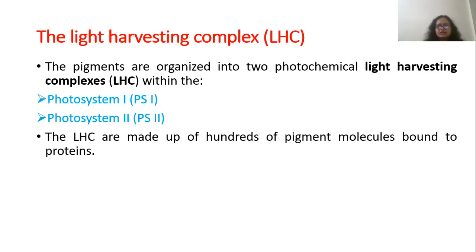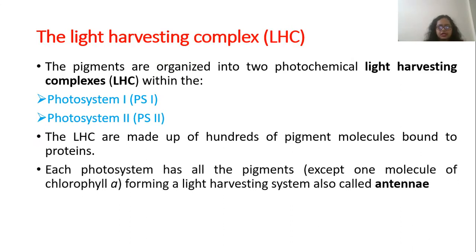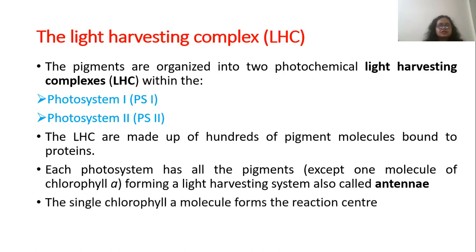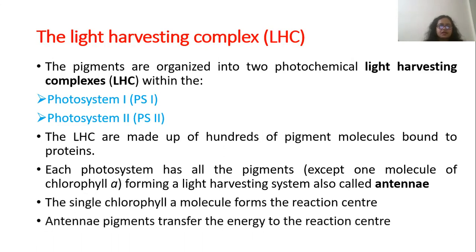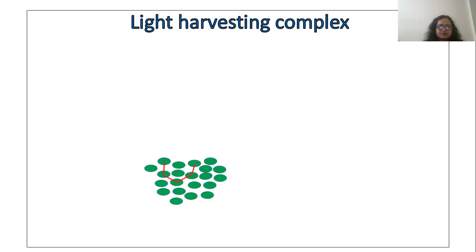The light harvesting complex is made up of hundreds of pigment molecules bound to protein, and each photosystem has all the pigments, which are called accessory pigments, also called antennae, except one molecule of chlorophyll A. The single chlorophyll A molecule forms the reaction center. An antennae molecule transfers the energy to the reaction center.